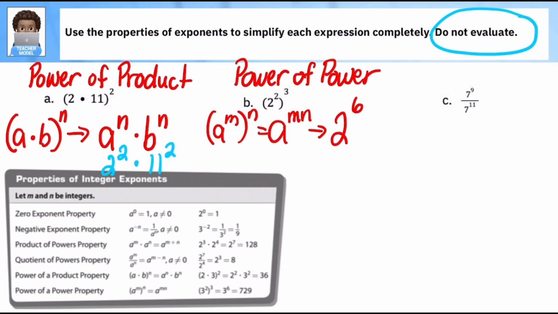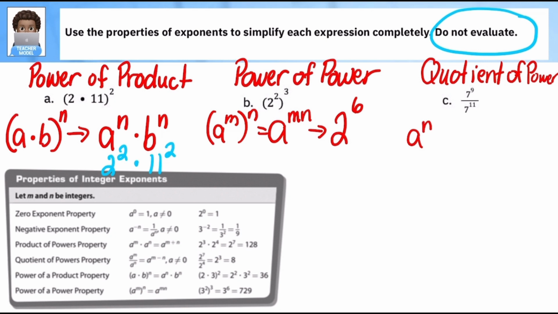Okay. All right, now look at the last one. What do you see? What do you notice? I know it's a fraction bar. It has to do with division or quotient. So automatically, I'm looking at the quotient property rules. Quotient of powers. Okay. And what does that rule show me?